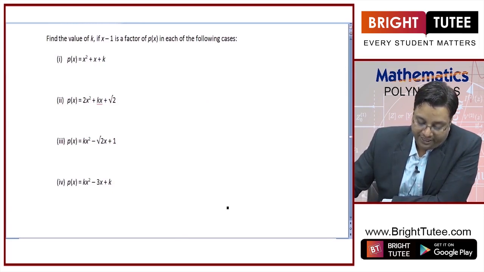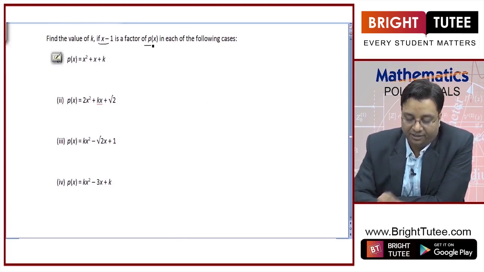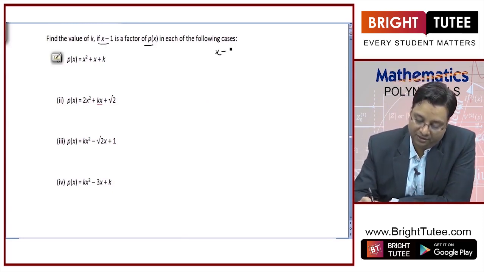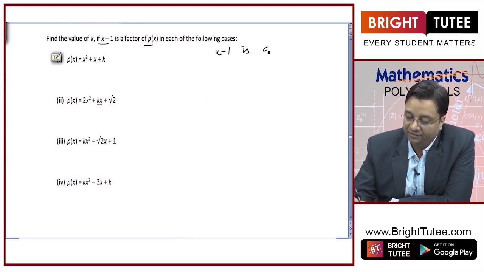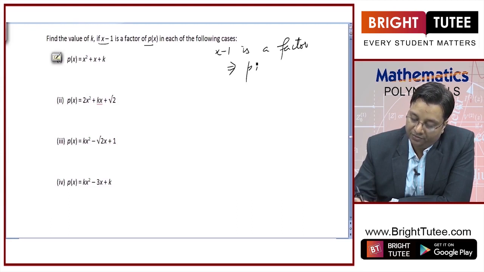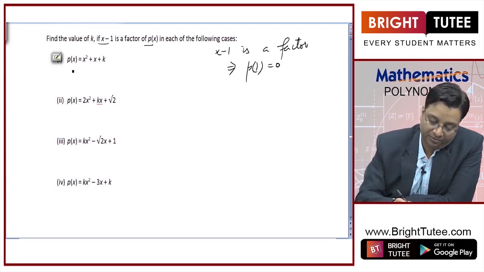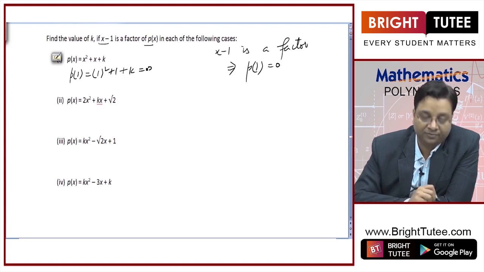Find the value of k if x minus 1 is a factor of p of x. Now x minus 1 is given as a factor, so p of 1 should be 0, right? So p of 1, that is 1 square plus 1 plus k, is equal to 0.